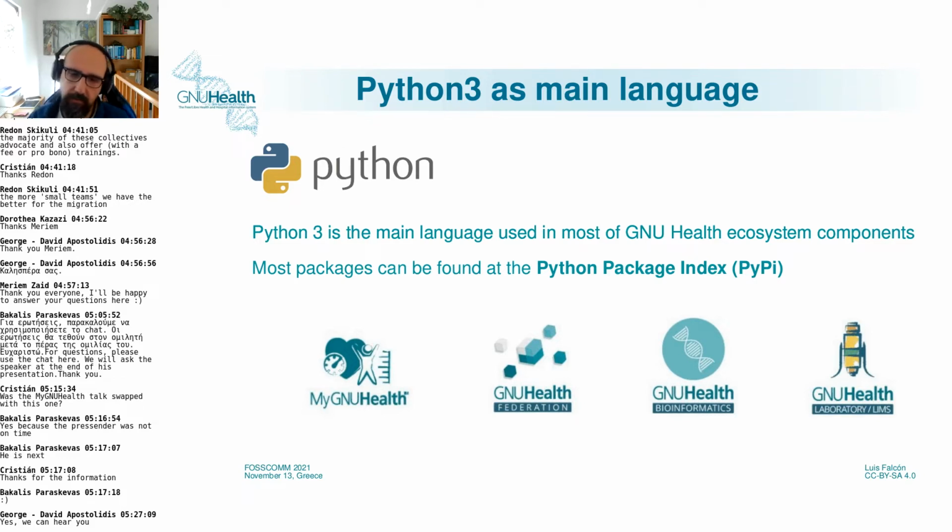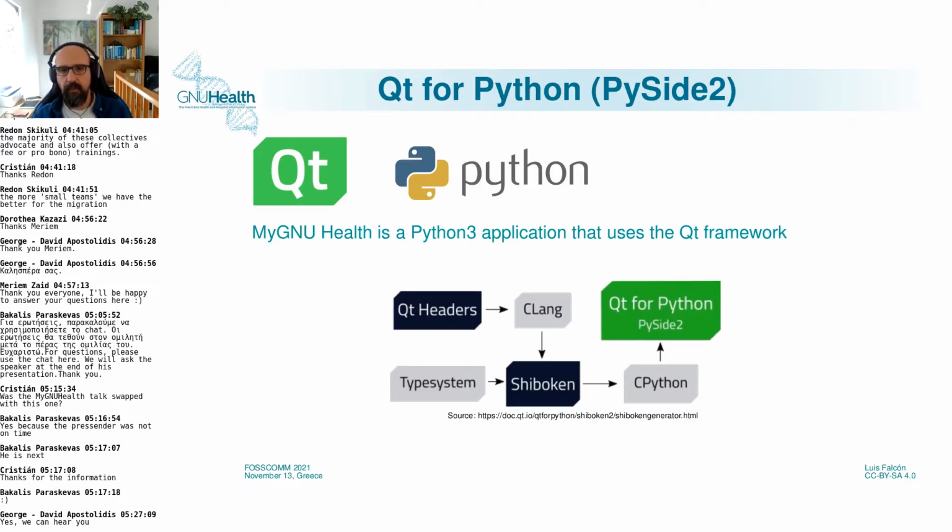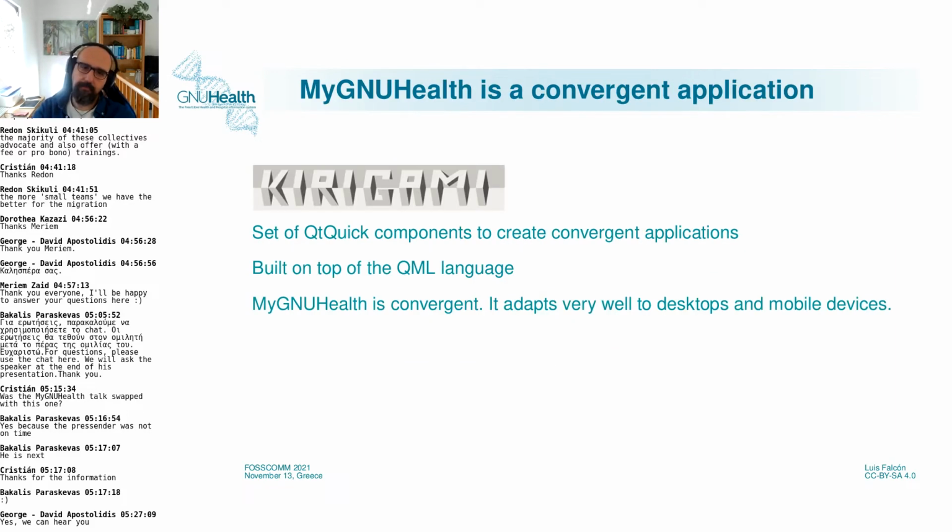So as I said, Python is the main programming language, which is also shared with other components of the GNU Health ecosystem. We use, as I said, the Qt framework. And Kirigami is a framework that allows you to create convergent applications. That means that with a single code, you can have that application shown beautifully on a desktop and also on your mobile phone.